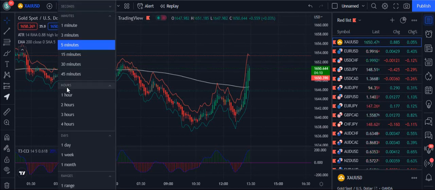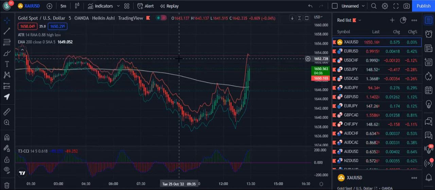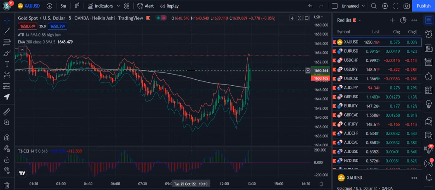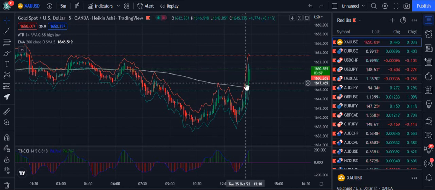However, if you are a day trader, you can use it on 15 minutes, also on 30 minutes and the 1 hour time frame. So it means that this strategy is not limited only to scalping. You can also do day trading with this strategy.